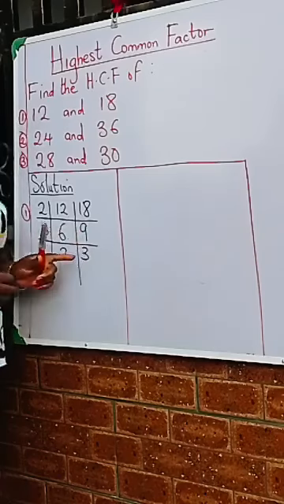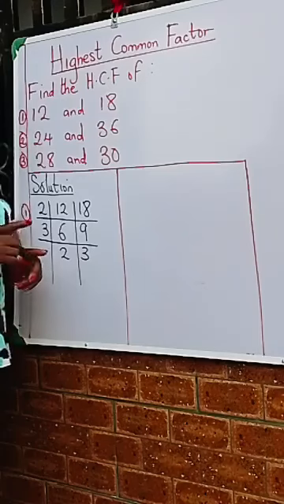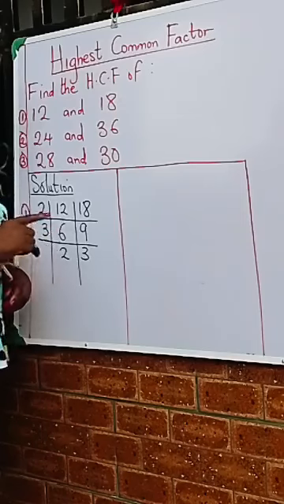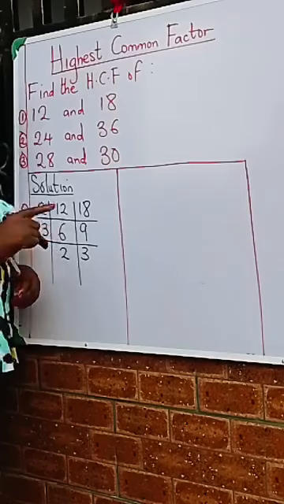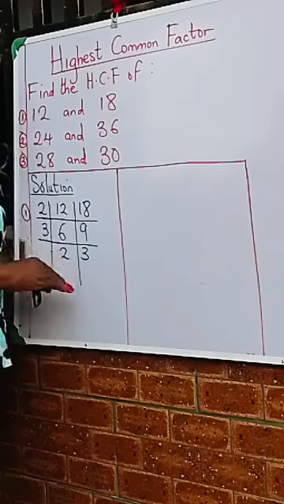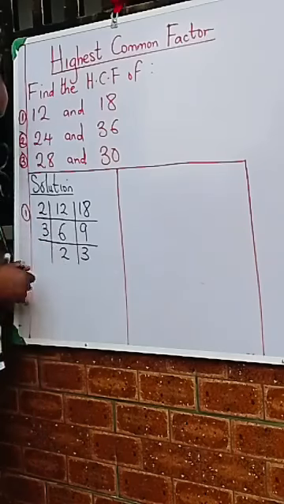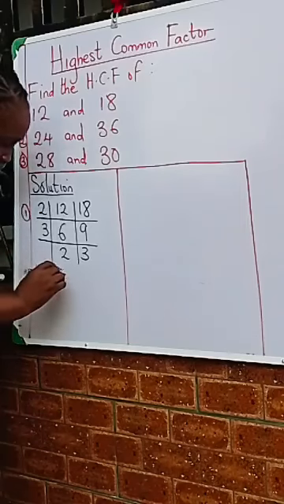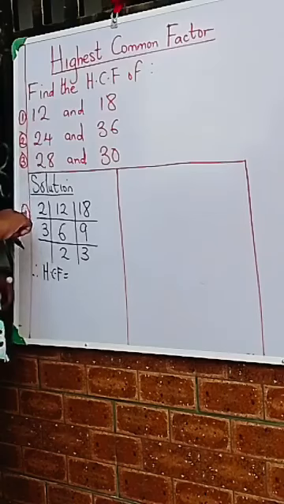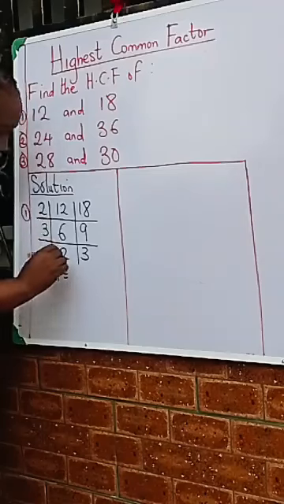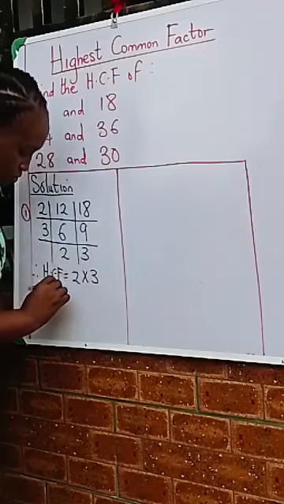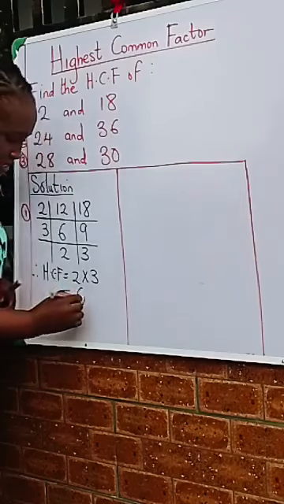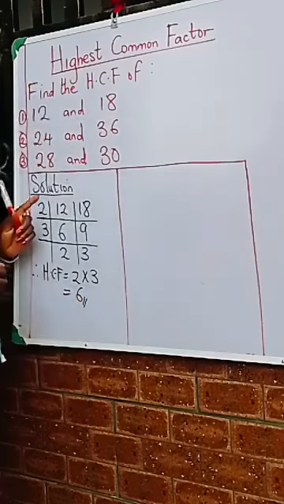Now we are left with two different prime numbers. The only thing that can divide them is themselves. If 2 is being divided by a number, it should be 2. The same thing with 3. It's only 3 that can divide 3. So our operation stops here, which means our HCF equals the numbers you use in dividing through. You multiply them to get the HCF, which is 2 and 3. 2 times 3 will give you 6. So that's the HCF of 12 and 18.